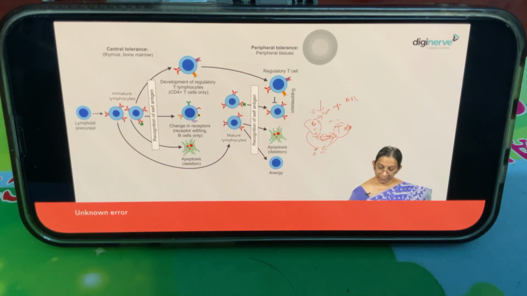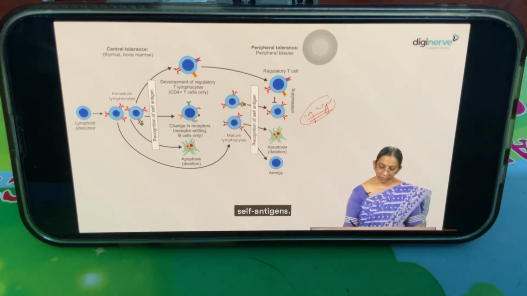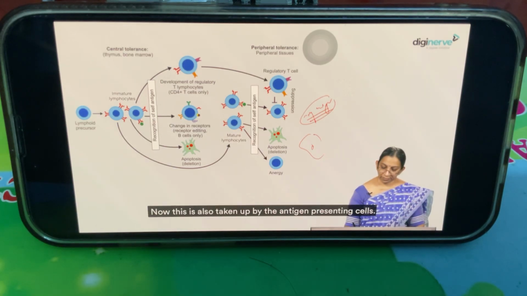So that is your second signal. And then you get a third signal in the form of release of cytokines. So only when all this is complete, the T cell gets activated and the immune system is activated. Now let's consider that there is no injury or infection. You have self-antigens. They may be shed by normal cells, or as the cell dies, part of it generates self-antigens. Now this is also taken up by the antigen-presenting cells.